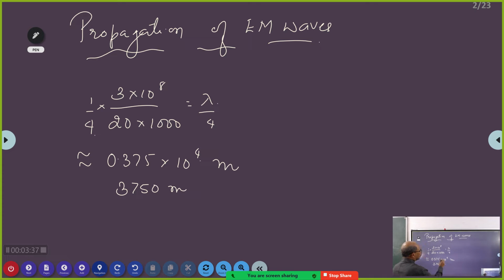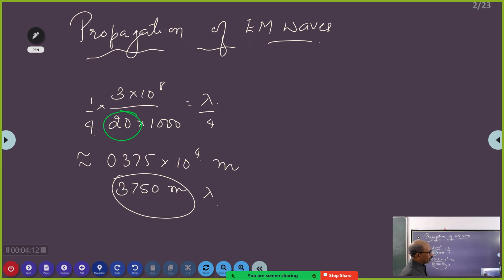So even at 20 kilohertz, I have calculated lambda by 4, and it means you will need an antenna which is 3.7 kilometers. Can you imagine 3.7 kilometers? It's huge. Even for 20 kilohertz you have to build an antenna which is so tall and practically extremely difficult to build. So you will go for carrier frequencies which are much higher than this, so that the antenna size is reduced.